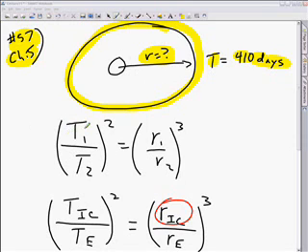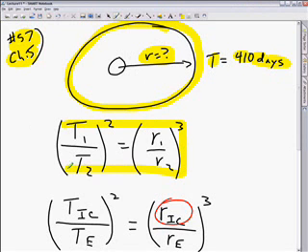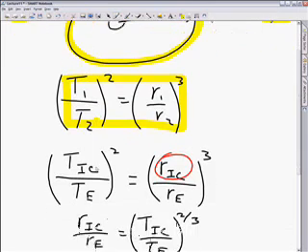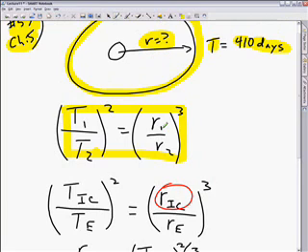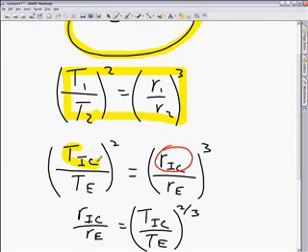Okay, so we can start out with Kepler's third law here. For the ones, I'm going to say that those are Icarus, and for the twos, I'm going to say those are Earth, and we're going to compare it to Earth again. So the period of Icarus over the period of Earth, that ratio squared, equals the radius of Icarus over the radius of Earth, and that ratio cubed. Okay, so what we want to do is solve for the radius of Icarus around the Sun.